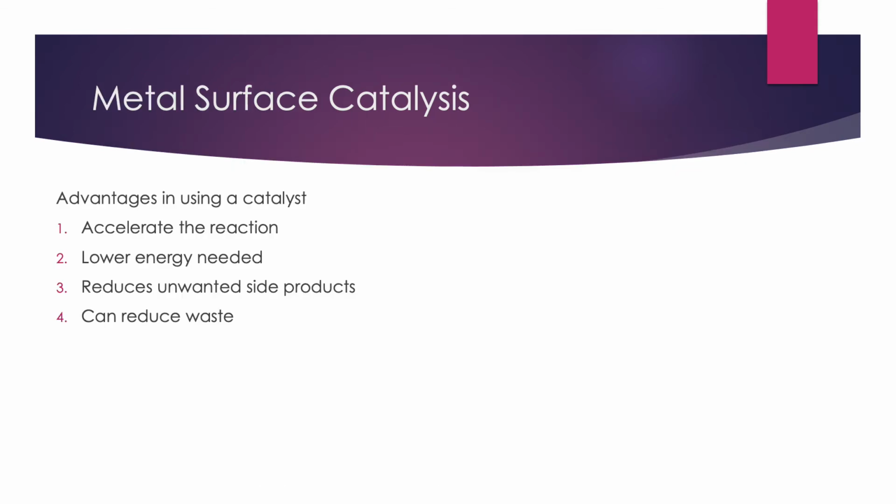I want to first talk a little bit about metal surface catalysis and give you an example of that. There are several reasons why one might want to use metal surface catalysis. It certainly can accelerate the reaction. It also means that lower energy is needed to get the reaction to go. If you think about what's happening in an industry, they've got to supply the energy either by heating stuff up or running electricity through it. So if they can lower the energy that's needed, that saves them money. It saves them costs in running the reactions.